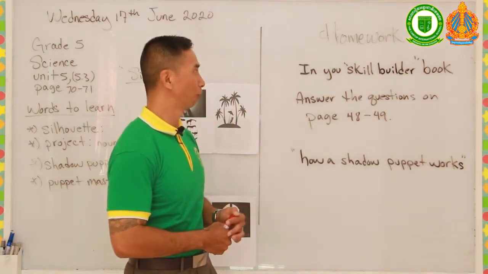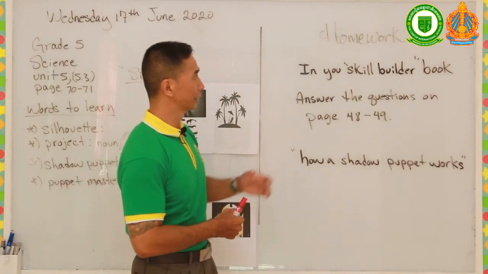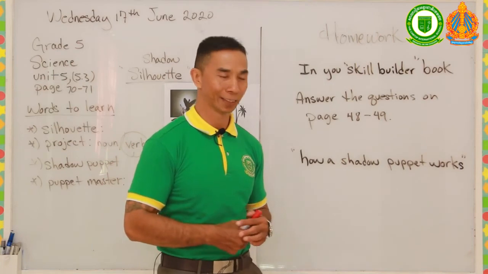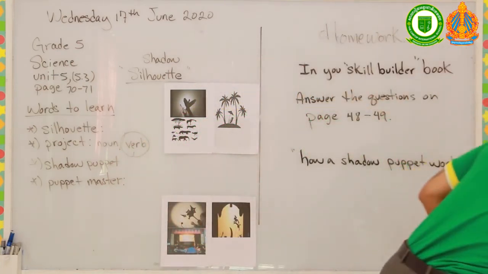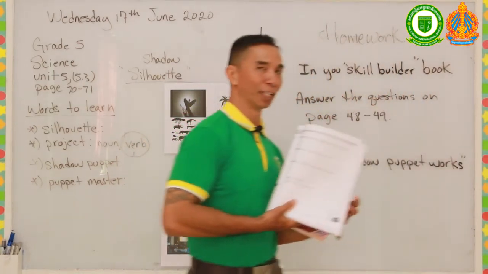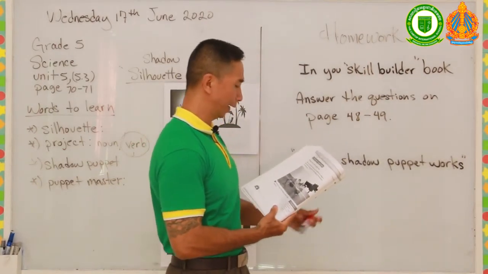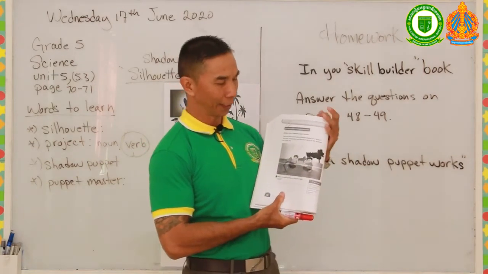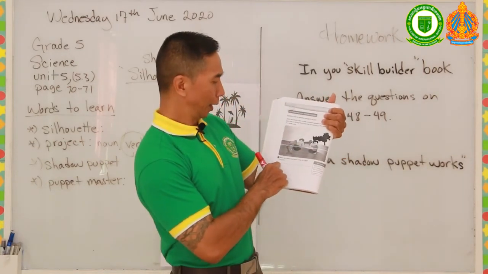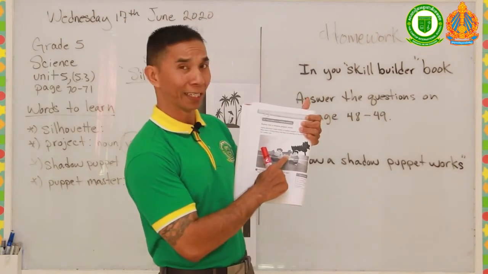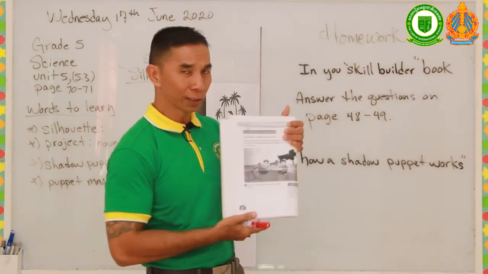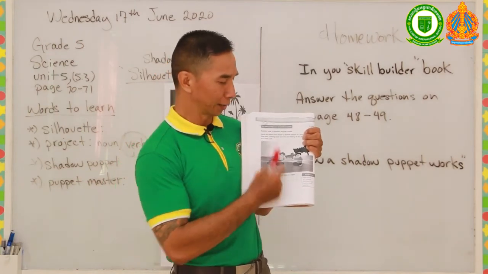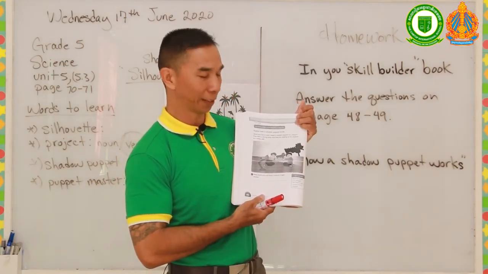Now on to our homework. Your homework is in your Skill Builders book on pages 48 and 49. Can you please take out your book and turn to that page? I got mine marked. Pages 48 and 49 explain how a shadow puppet works. As you can see in the picture here, Harris and Henry are making a dragon play. What do Harry and Henry use for a light source, and how do they project the dragon play?